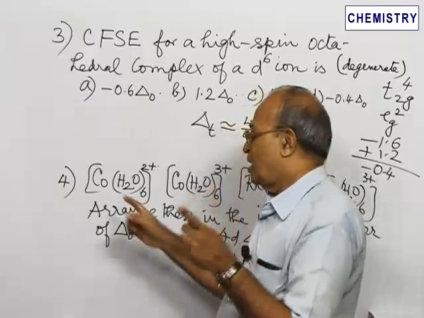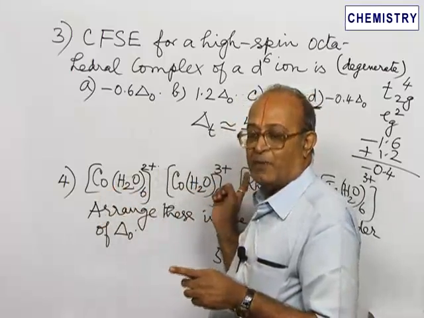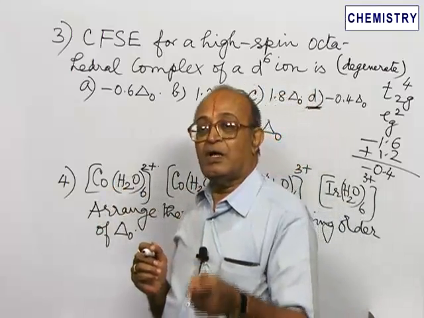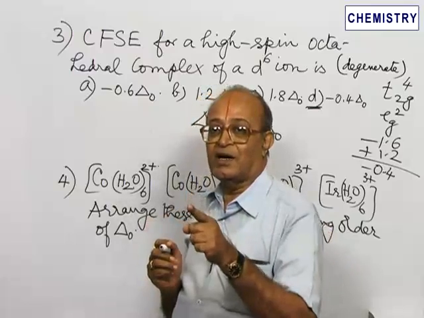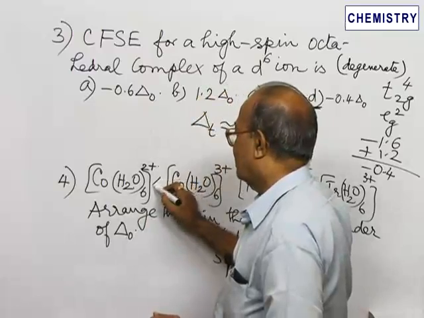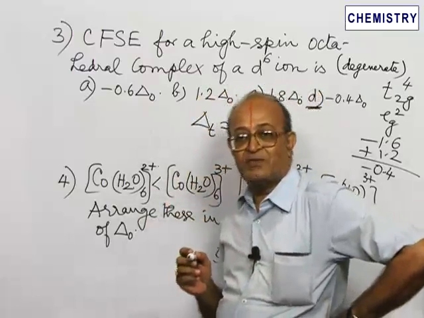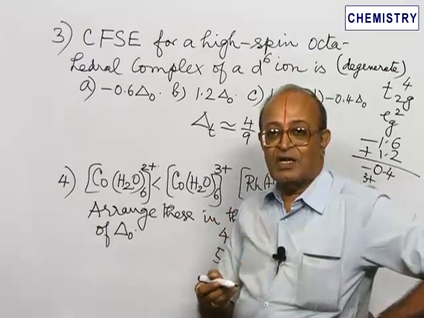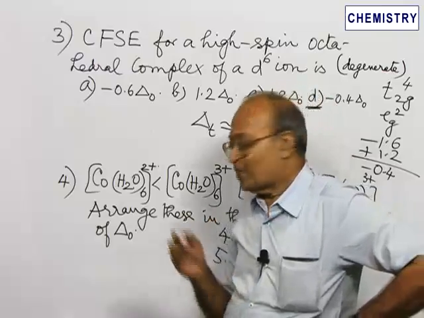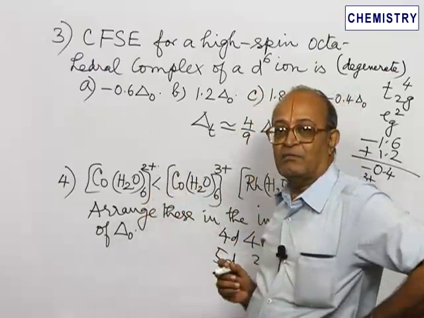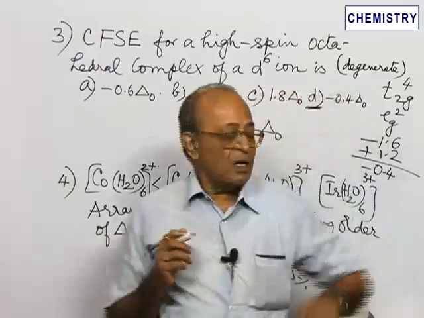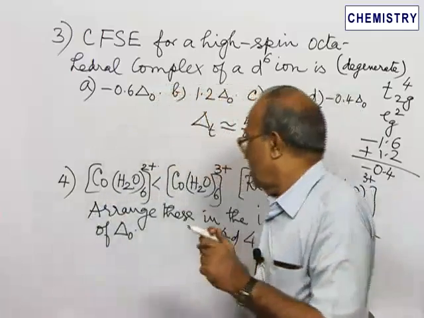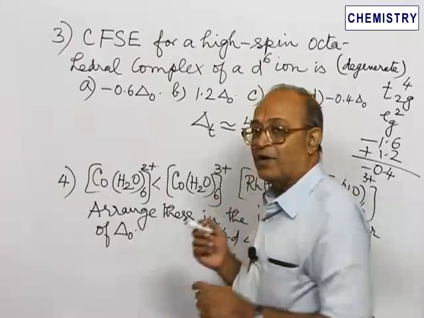I have already told you, except the first one, all the three bear 3 positive charges. As the number of charges increases, so does delta O. So I can write [Co(H2O)6]2+ will have a lower value of delta O because less charge, less the value of delta O. All right. Compare these three. Cobalt, rhodium, iridium. Cobalt 3D element, rhodium 4D, iridium 5D.